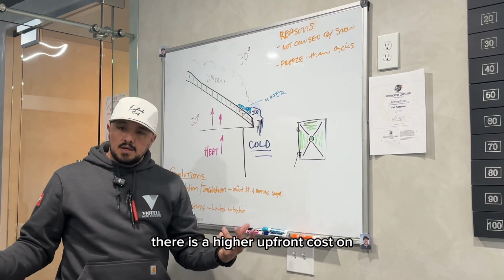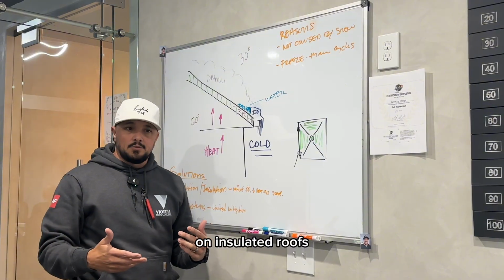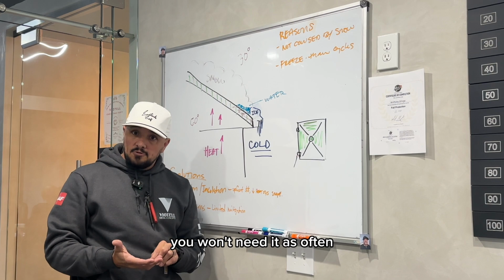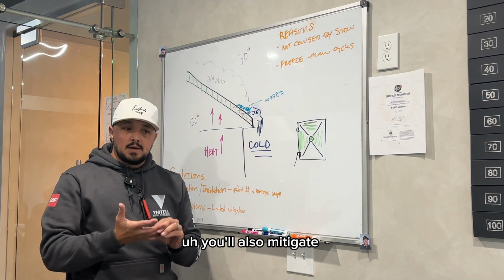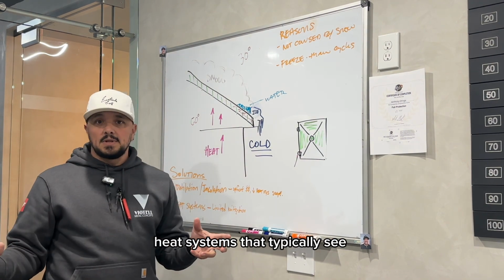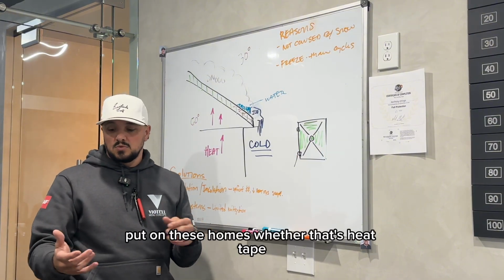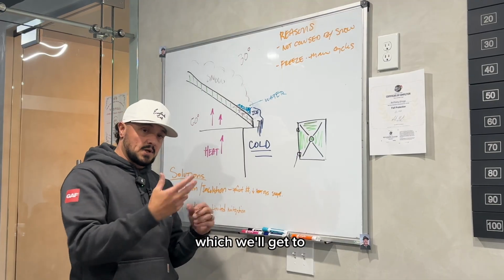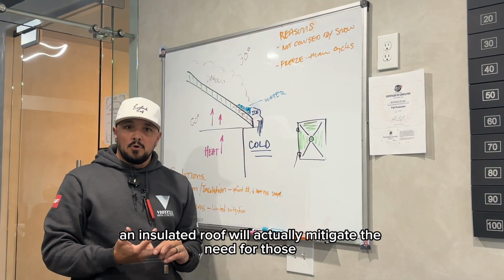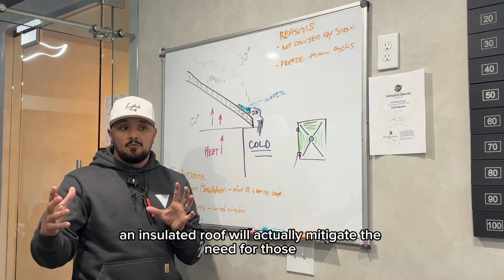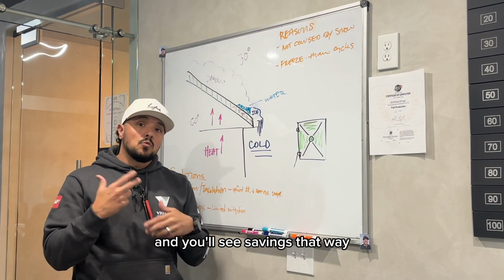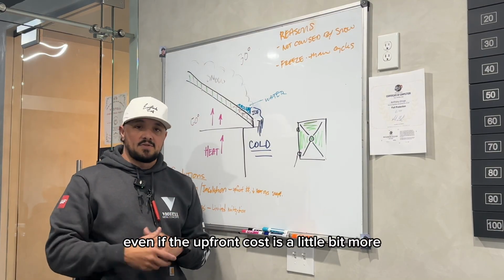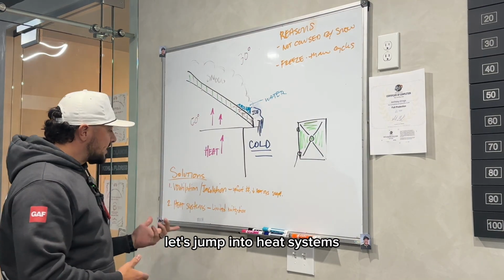And so yes, there is a higher upfront cost on insulated roofs, but where you'll see savings is from winter maintenance. You won't need it as often. You'll also mitigate heat systems that typically get put on these homes, whether that's heat tape or you actually install heat panels underneath your roof assembly, which we'll get to. An insulated roof will actually mitigate the need for those, and you'll see savings that way. And so build your roof to perform where you're going to live, even if the upfront cost is a little bit more. Let's jump into heat systems.